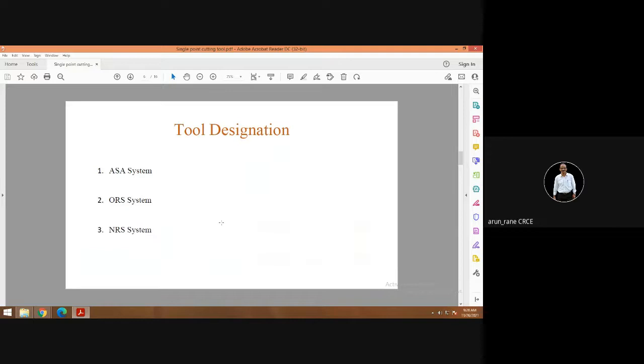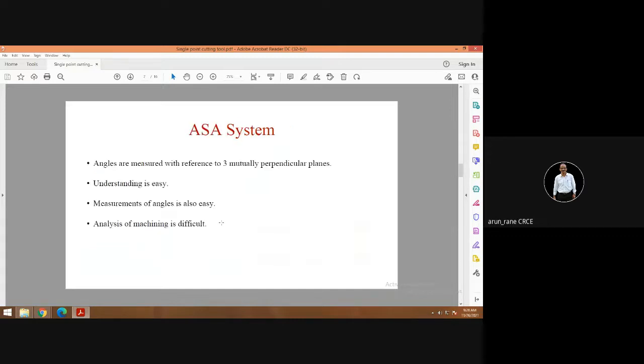There are three systems to designate. Like you have the barcoding system. There are many barcoding systems that you will also learn, and in the barcoding system, the Optiz coding system is more common. Like that, there are three systems: ASA, ORS, and NRS. Again, all these three systems you will study in detail in machining science and technology, in third year.